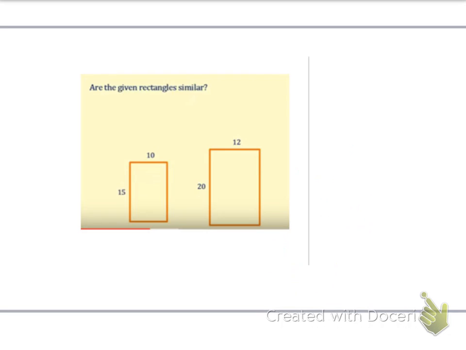Okay, my next one here, so rectangles, so that means they got all right angles, so we're good on that. I got 15 and 20 and 10 and 12. So it looks like these ones are divisible by 5, so I'd get 3/4. Divisible by 2, I'd get 5/6. So are they similar? No, they're not scaling by the same amount.